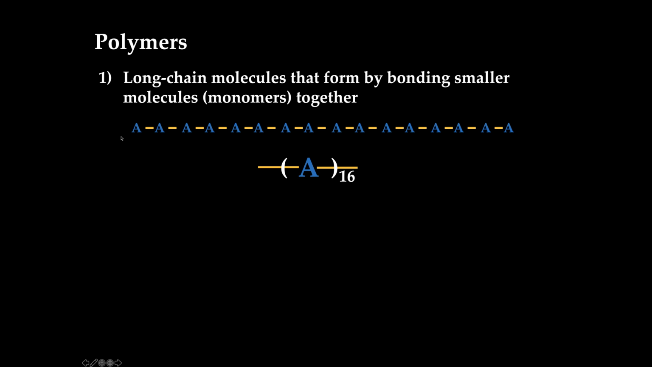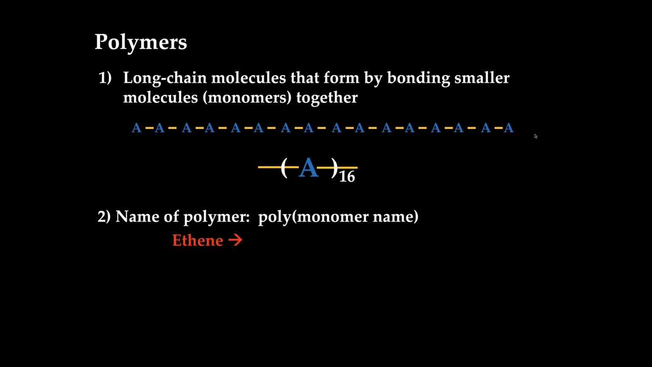We don't actually draw this very large structure. We abbreviate it by putting the monomer in parentheses with the number of monomer units outside the parentheses. Polymers are usually thousands of monomers long. To name a polymer, you just put poly in front of the monomer name. So ethene would make polyethene.